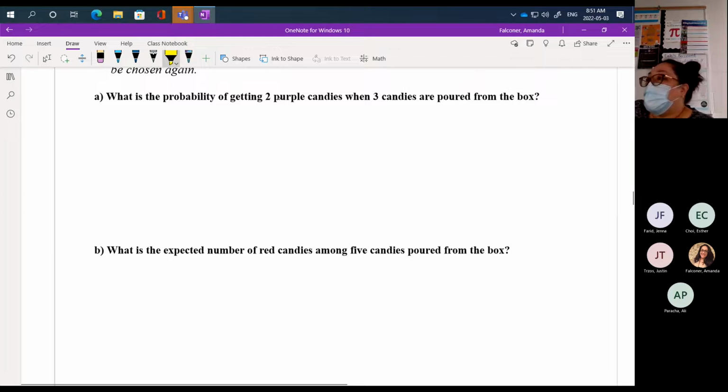Okay, so we're going to highlight what we're interested in. What is the probability of getting the 2 purple candies? I'm interested in the number of purple candies. That's what I'm going to say random variable X is. Let random variable X represent the number of purple candies.